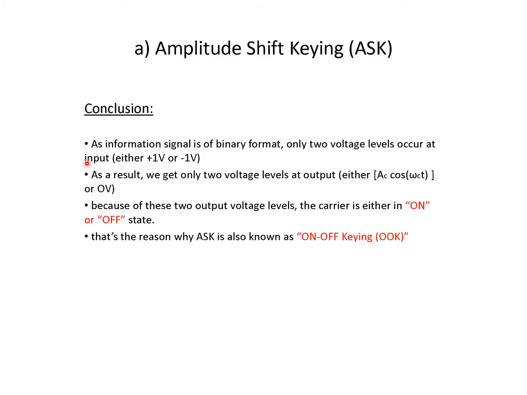So in conclusion, the input signal can take two values, either plus 1 volt or minus 1 volt. This process is also known as on-off keying, because the output modulated carrier has either an on state or an off state, depending on the input signal.